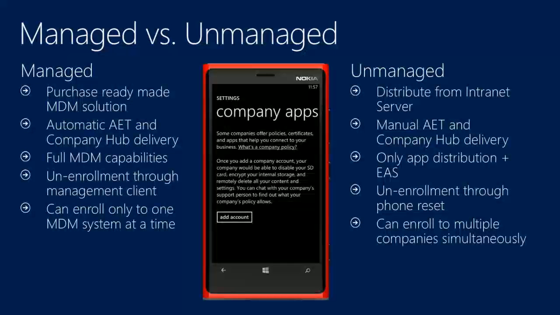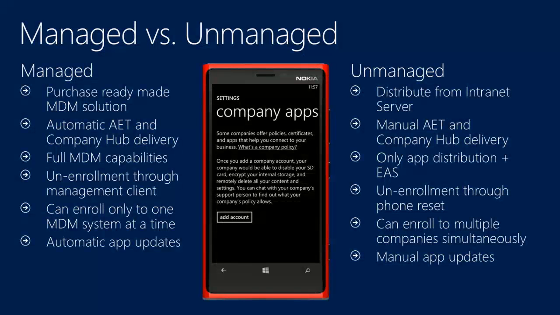So with managed, you can only enroll to one MDM system at a time. Say you're enrolling to Windows Intune on the company apps settings page. Well, you can only do that once. So there's only one MDM server that you're connecting to. With unmanaged, you can enroll to multiple companies and have multiple hubs installed. Install multiple AETs, and it'll allow you some flexibility there. You can also have one MDM plus company hub. So that's completely fine. It's just one MDM system at a time.